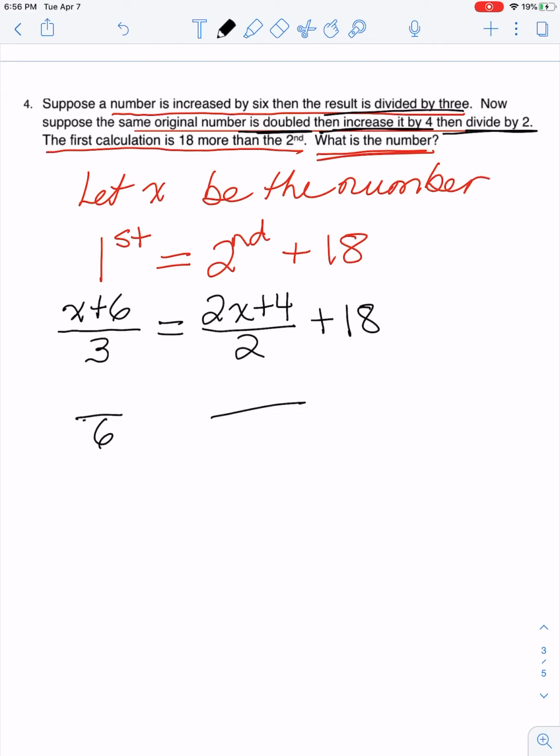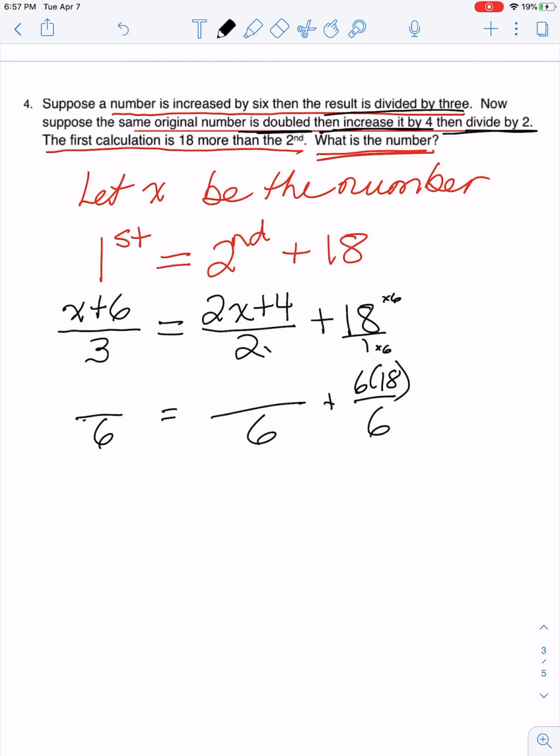So that's got to be a 6, that's got to be a 6, and this 18 also has to turn into a denominator of 6. Now remember, the number 18 is really 18 over 1, so it's the 1 that needs to be multiplied by 6 to get to 6. And if we're going to multiply the 1 by 6, then the 18 needs to be multiplied by 6 as well. So we've got 6 times 18 here.